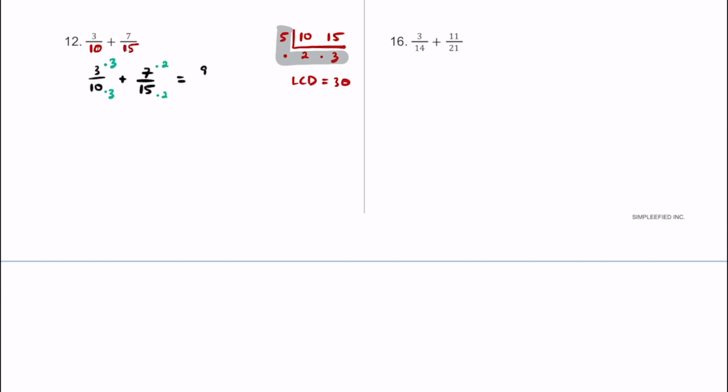So 3 times 3 is 9. We're going to get 9 over 30. That's going to be that newly written first fraction. Plus, we're going to have 14 over 30. So with common denominators now, let's go ahead and add them. We have 30 on the bottom, and then we have 9 plus the 14 on top. 9 plus 14 is 23, so we have 23 over 30. And I think that's going to be our final answer, just because 23 and 30 have nothing in common besides 1, so their GCF is 1, and we're going to be done there because it's a proper fraction.